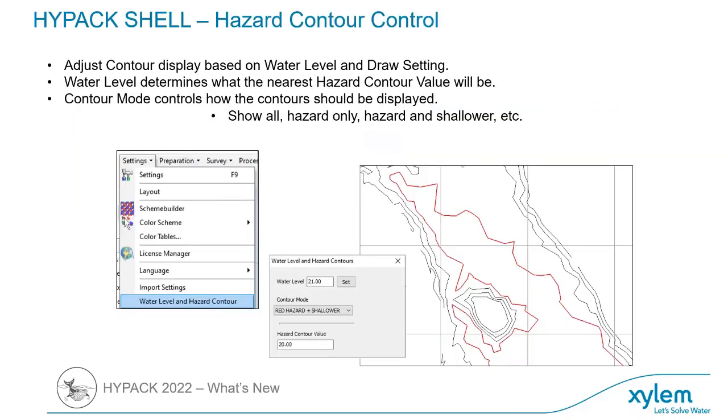Mm-hmm. In the HYPACK shell, we've got a bunch of features. This is a new one, the hazard contour control. If you hit the settings drop-down menu and go all the way down to water level and hazard contour, it'll bring up this little pop-up, and you can set your water level in here and your hazard contour control value, and then you have a couple of contour modes for how you want to display them. Basically, it's going to take your DXF contours that you've created in TIN Model and highlight the appropriate hazard contour, and show any of the contours that may be above or below that hazard contour. So that's a new feature.